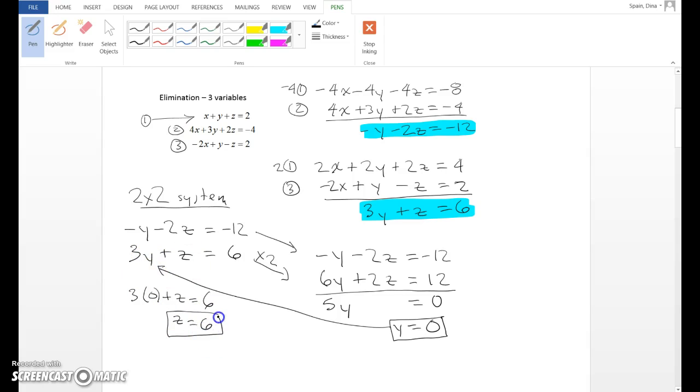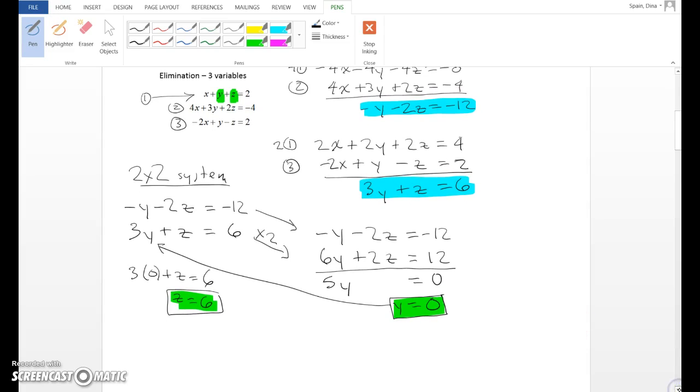Which means z equals 6. So I've got an answer for y, I've got an answer for z. Watch what I do with those. Z is 6, y is 0. I'm going to plug those in way back up into the very, very first equation, and we'll figure out what x is.